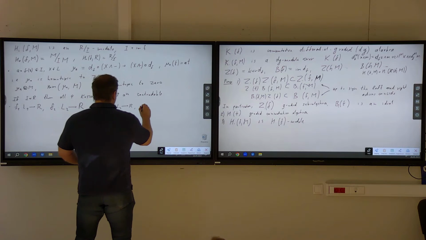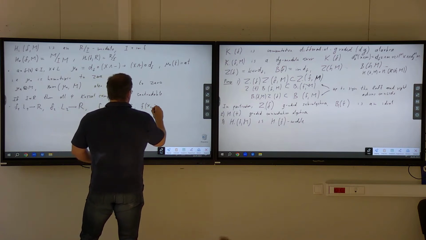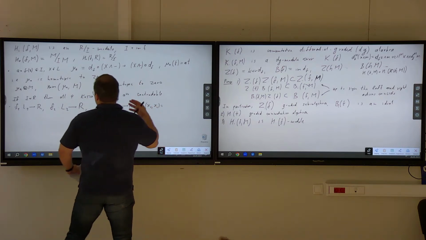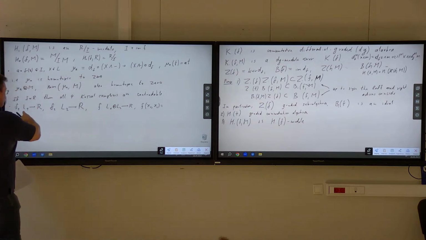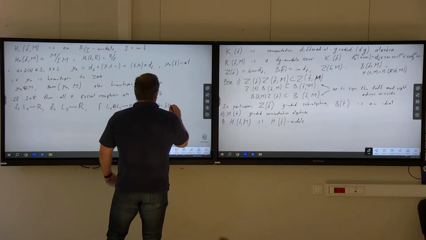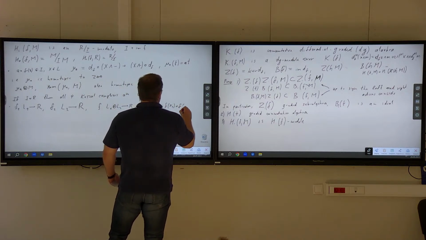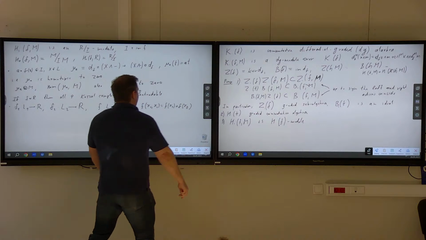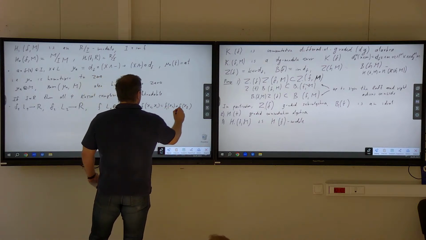And by definition, F on the pair x1, x2 is F1 of x1 plus F2 of x2. Well, I just have a map on the two summands and can extend this to the direct sum. This is just the sum of F1 and F2.